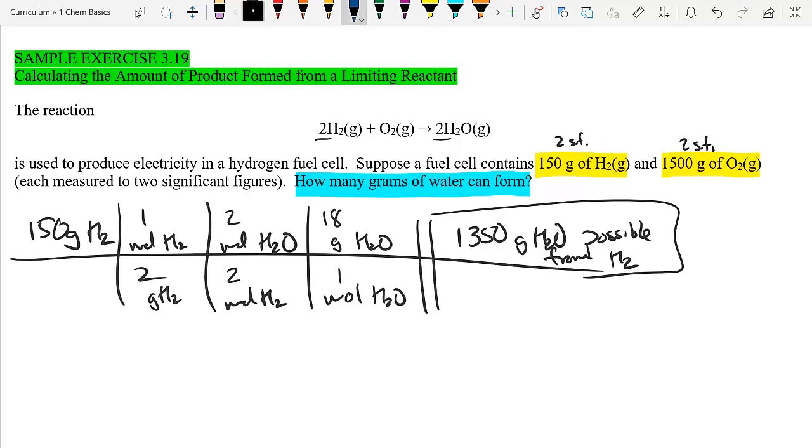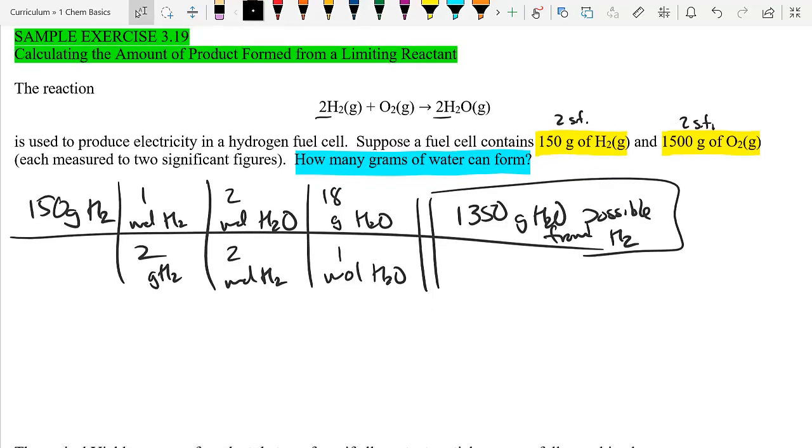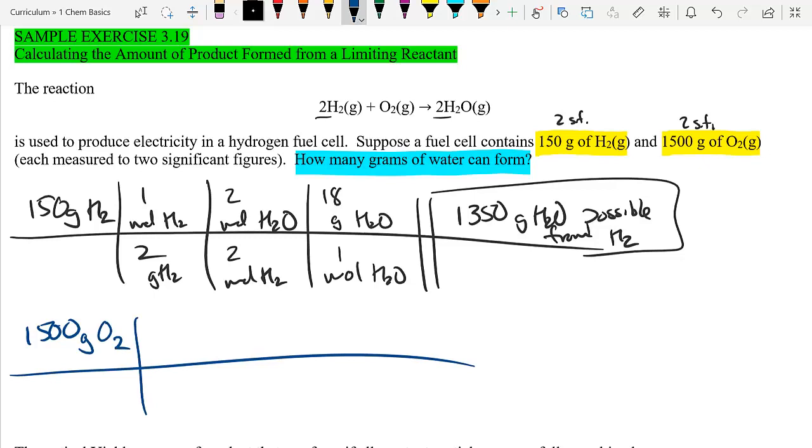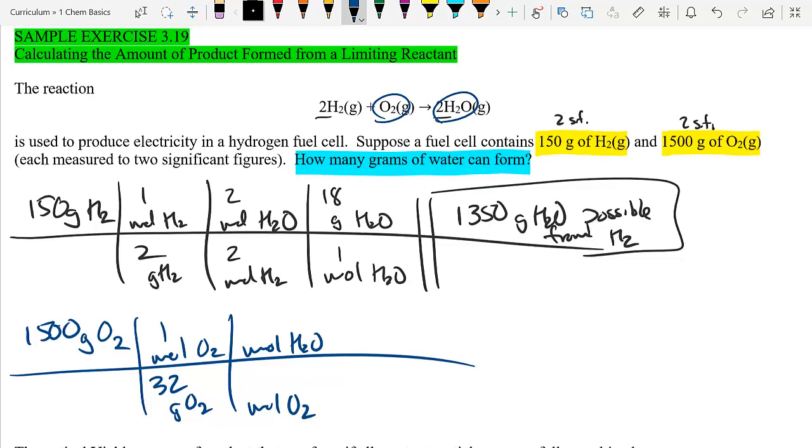Next thing that we'll do is the same conversion setup, except beginning with oxygen. It's going to be 1,500 grams of oxygen. So our conversion steps, get rid of grams of oxygen to find moles of oxygen. That's going to be 16 is the molar mass of a single oxygen atom. In an oxygen molecule, you double that. So we've got 32 grams to 1 mole. Then we want to cancel our moles of oxygen out to find the moles of water possible. So this time it's going to be a 1-to-2 ratio, 1 mole of O2 for 2 moles of water.